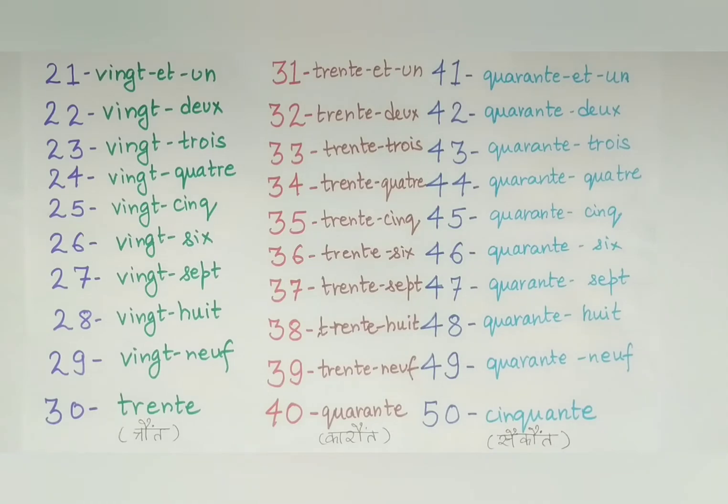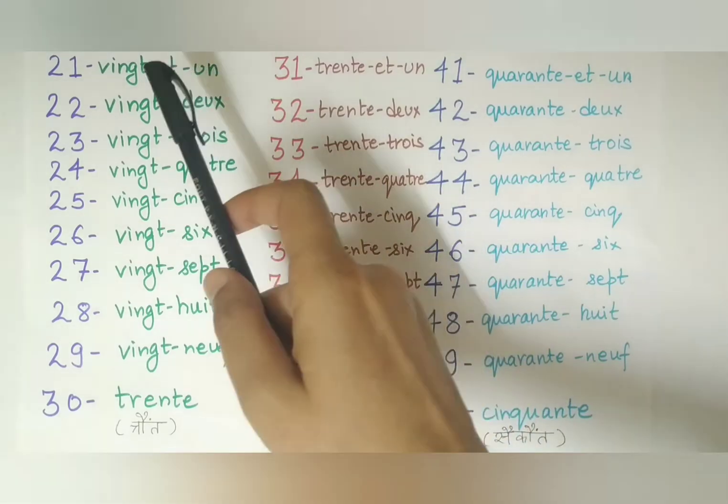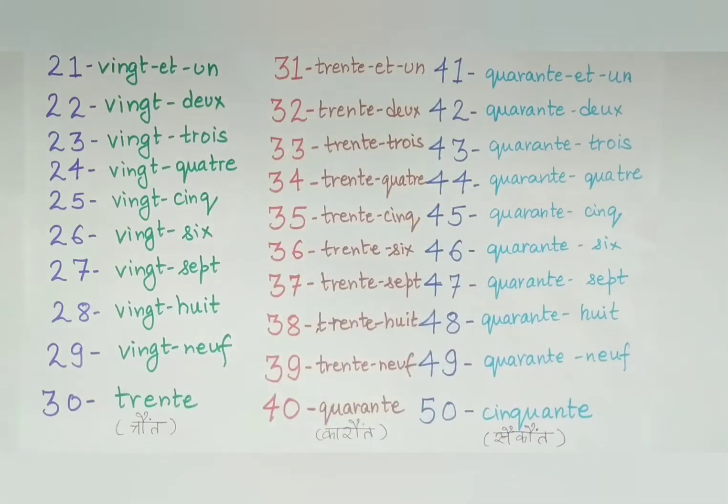because the numbers 0 to 20 are getting repeated again and again, as you can see here. So for numbers 21, 31, 41, 51, 61 and 71, we add this word et in the middle, and et is pronounced like ay, and it means and in French. So we add this et only in these numbers: 21, 31, 41, 51, 61 and 71. And we already know that 20 is vingt in French and 1 is un.